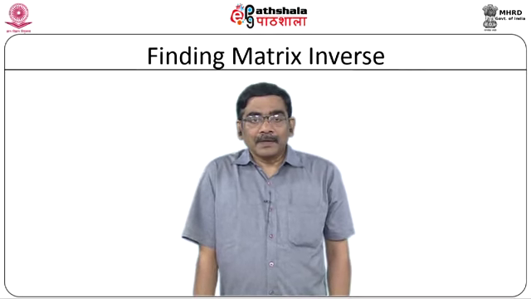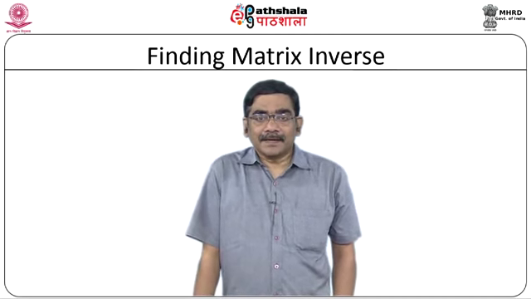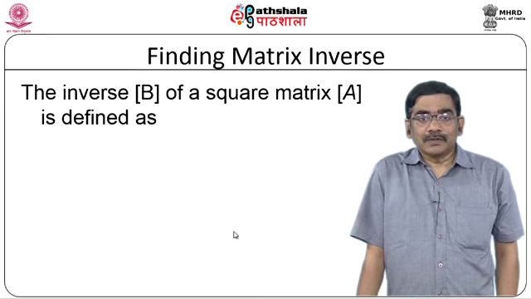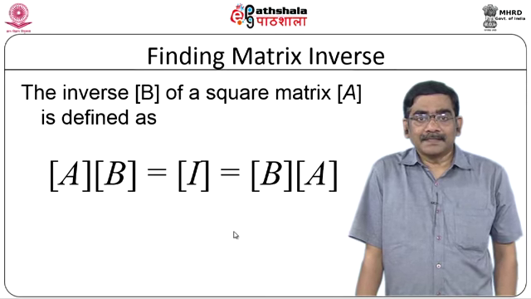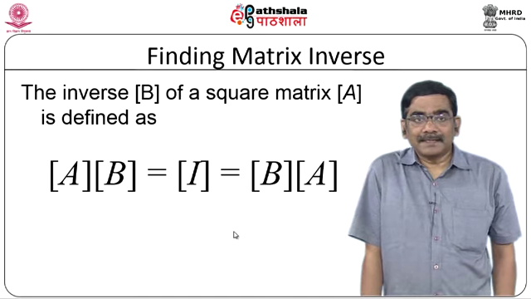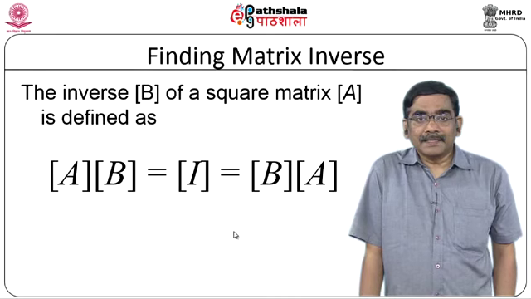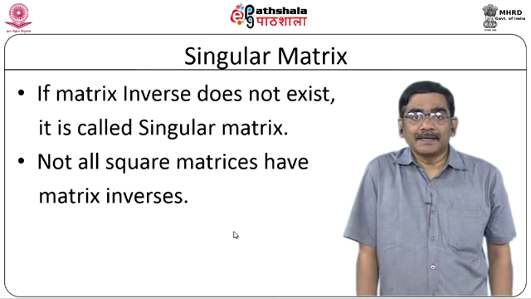Fine. Why should we do all these things? The reason is like this. As I said earlier, we are interested in finding the matrix inverse. So, the inverse matrix B of a square matrix A is defined like this, where if I multiply the matrix A and B, I should get the identity matrix. So, this is the definition of the inverse matrix.